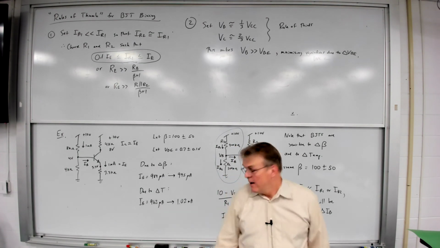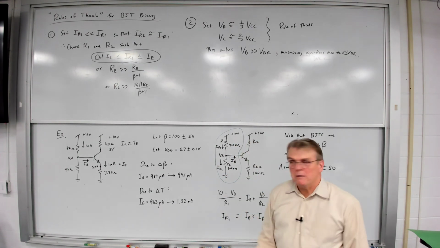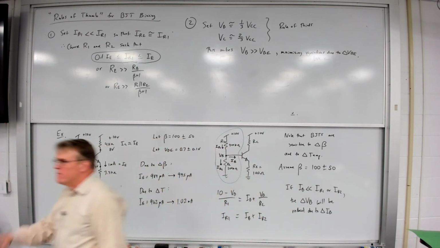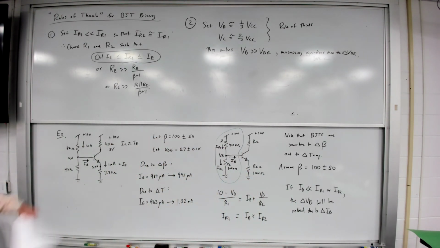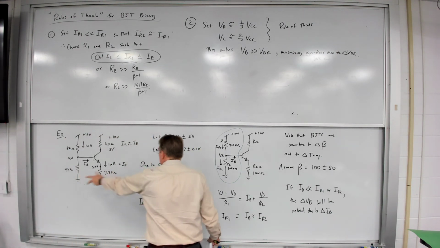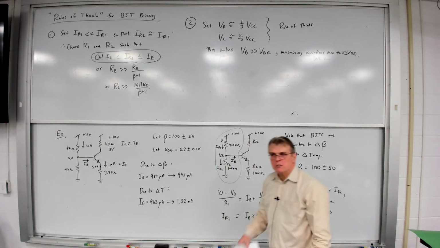Is that a pretty stable bias point? Yeah, that's pretty close to the 1 milliamp I wanted. It doesn't move very much. And I'm basically turning a lot of knobs in order to try to change the bias point of that transistor. So I'm applying these two rules of thumb, and I get this much, much nicer biased circuit.